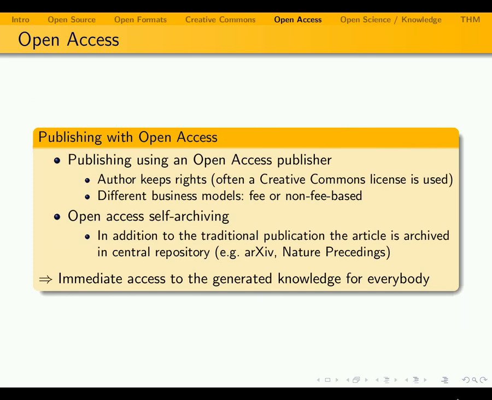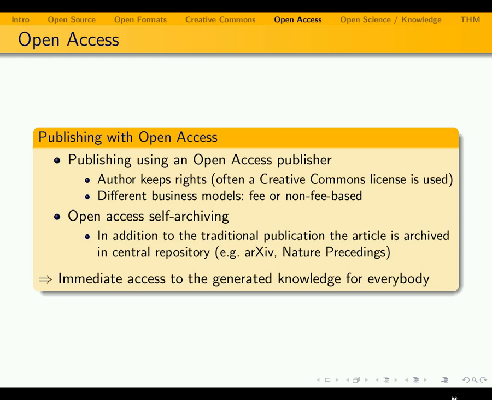Often a Creative Commons license is used for this purpose. The second way is self-archiving. Some publishers give authors the right to use the preprint raw manuscript of a publication for their purposes. These can be submitted to so-called preprint servers like Nature Proceedings, where they are accessible for free. The result of both ways is that the created knowledge is immediately available for everybody free of charge.